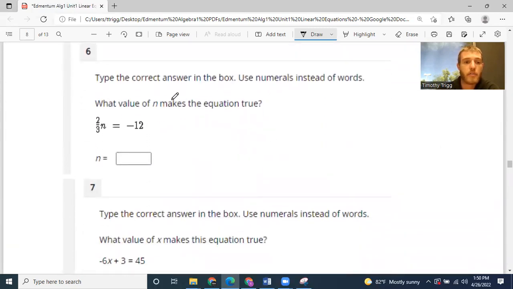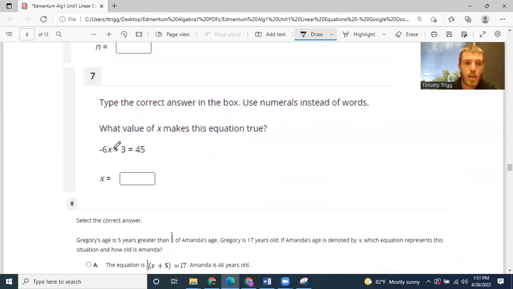Type the correct answer in the box. Okay. What is the value of n that makes this equation true? What I would do first is, see how this says 2/3 n? What I would do is just multiply by the denominator and that cancels out your denominator. But of course, if I multiply this side by 3, I have to multiply the right side also by 3. That gives us the equation 2n equals negative 12 times 3 is negative 36. Go ahead and solve it from there.